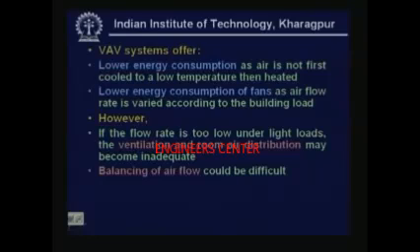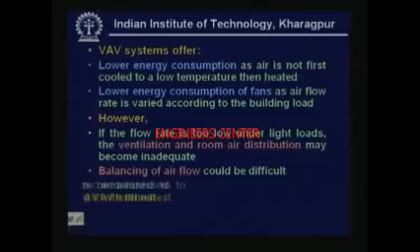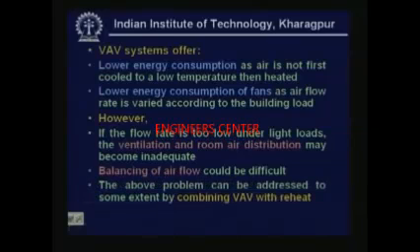Another problem is that balancing of airflow could be difficult, particularly at light loads. So, these are two typical problems. These problems can be addressed to some extent by combining variable air volume systems with reheat. That means, we will have a reheat coil along with a variable air volume system, and the reheat coil is operated when the flow rate drops below a certain level.